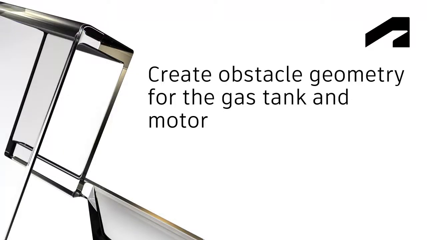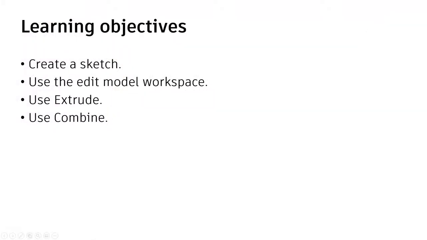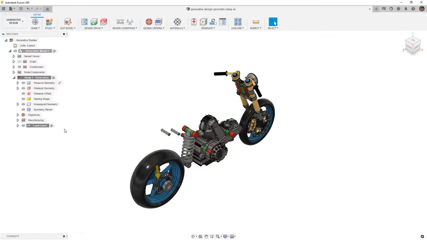Create obstacle geometry for the gas tank and motor. In this video, we'll create a sketch, use the Edit Model workspace, use Extrude and Combine. In Fusion 360, we want to make sure that we get started with Generative Design Geometry Setup V4.